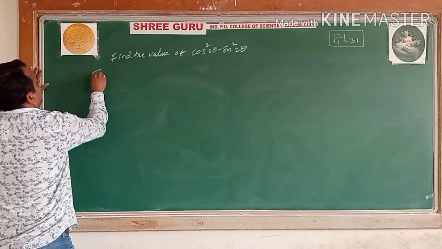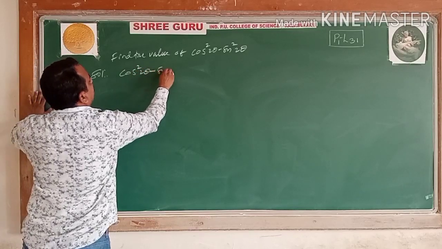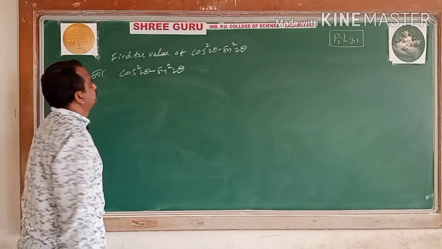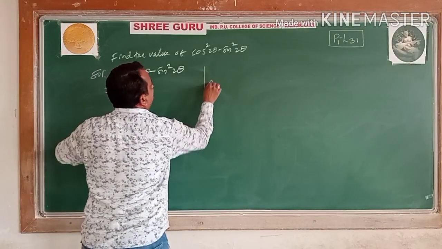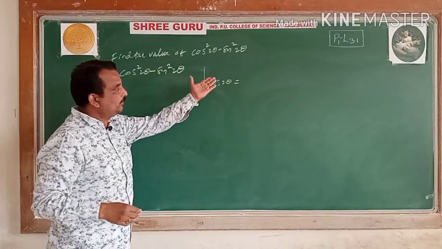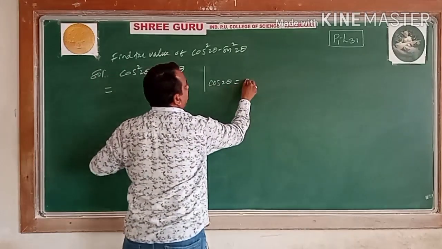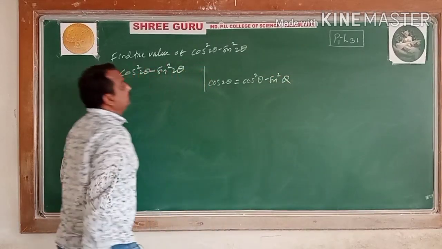Let us see. Cos square of 2 theta minus sin square of 2 theta. This is equal to, you know very well, cos 2 theta. It is in terms of cos square and sin square, that is in terms of what you have taken, 1 plus, 1 minus. So therefore here the cos 2 theta formula: cos square theta minus sin square theta.